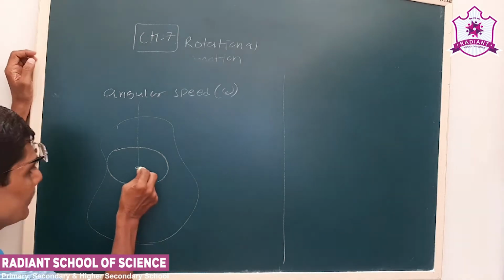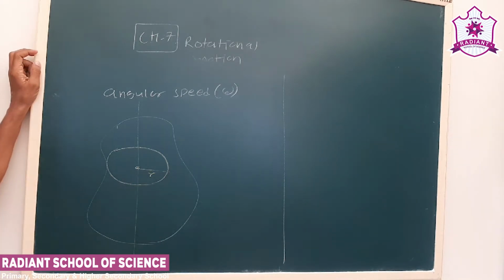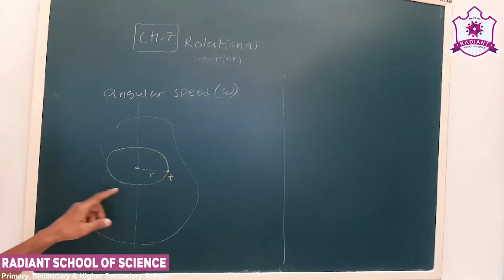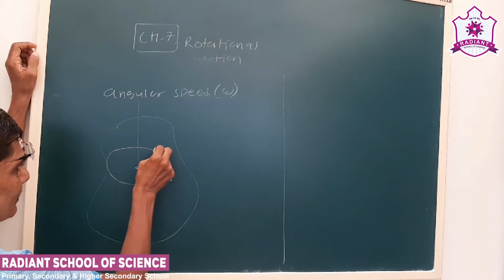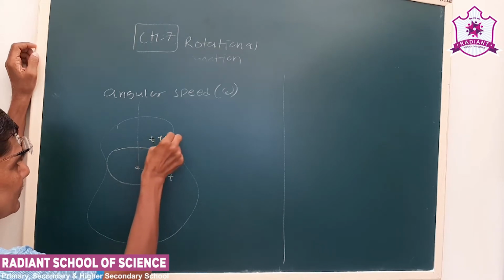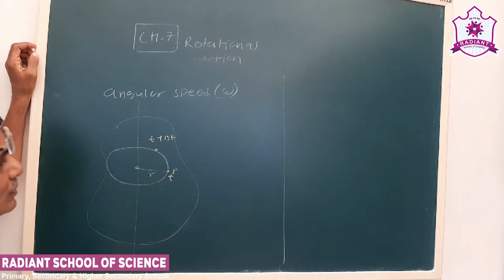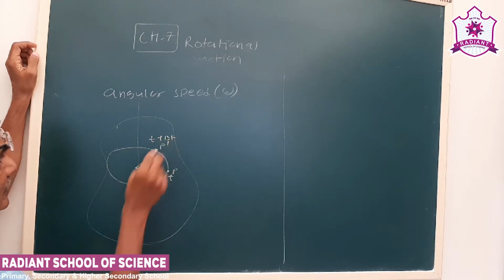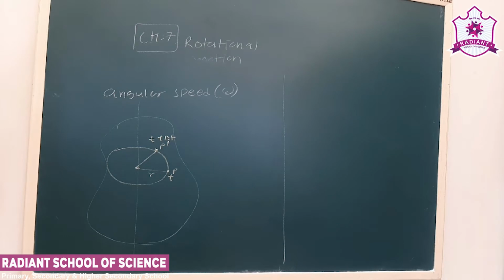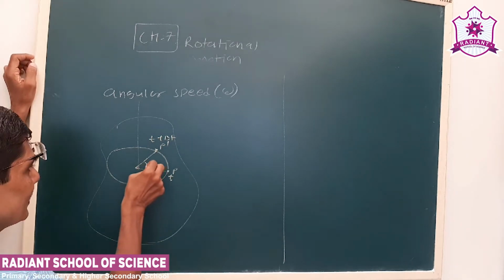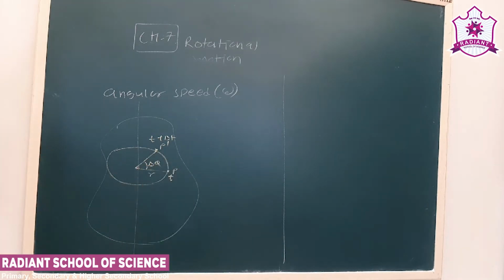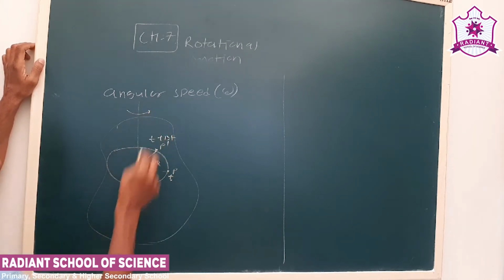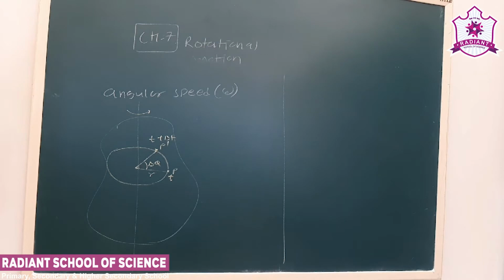Okay, now let us say r is the radius of the circular path. At any instant t the position is here, and at time t plus delta t the position is p dash. It moves on a circular path. Now let us say the angle traversed is delta theta. This is our axis of rotation.